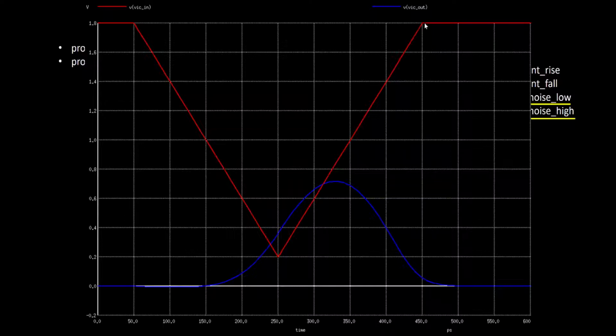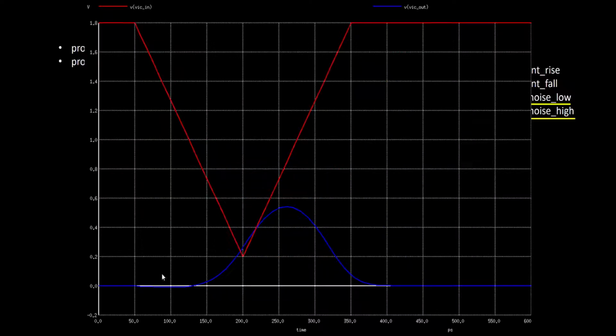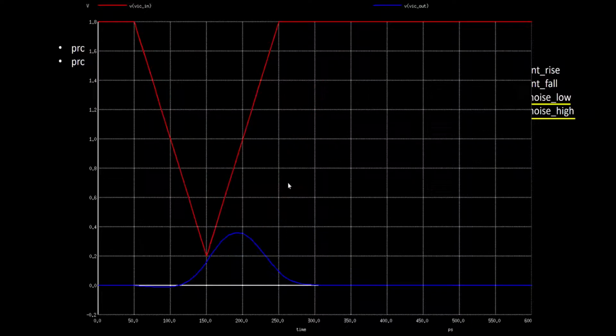Okay, let's try to squeeze this triangular waveform. It depends not only on the noise height, but also on the noise width. So let's squeeze the width for some time. If I squeeze the width from 450 to 350, by 100 picoseconds, this is how your noise bump will look. Again, I will squeeze the noise bump.